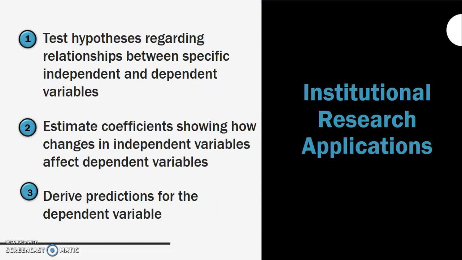So here are some applications for a simple regression analysis in institutional research. They test hypotheses regarding the relationship between specific independent and dependent variables. They estimate correlation coefficients showing how changes in independent and dependent variables are affected. So it shows how the independent variable affects the dependent variable. And in a simple regression, we can derive predictions for the dependent variable.